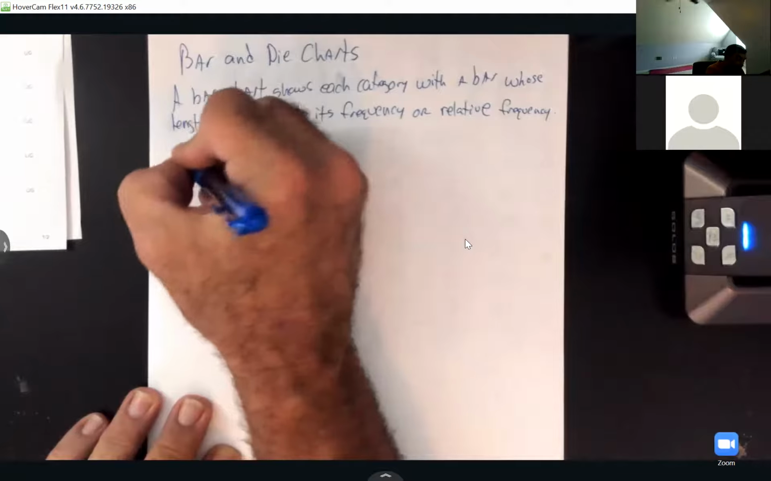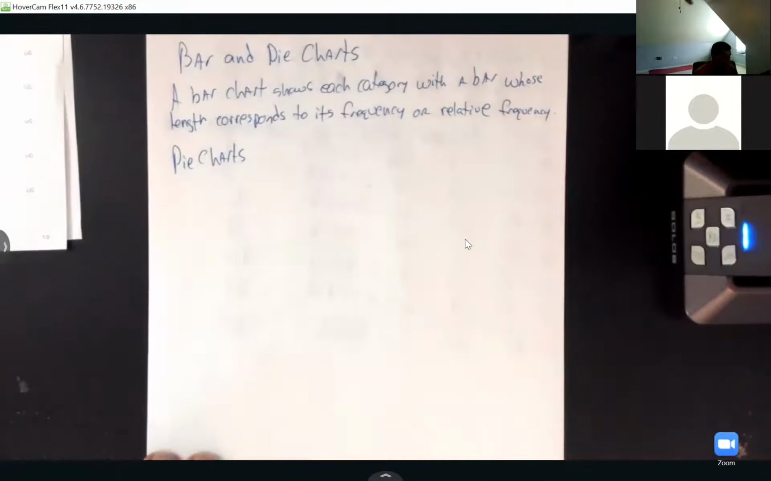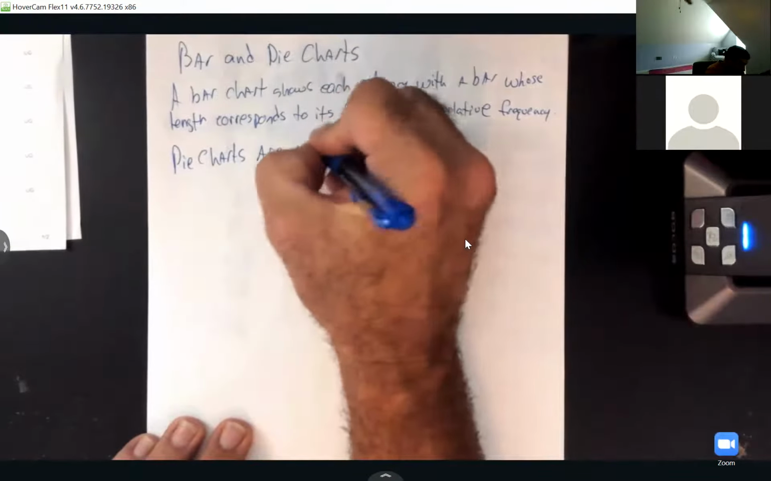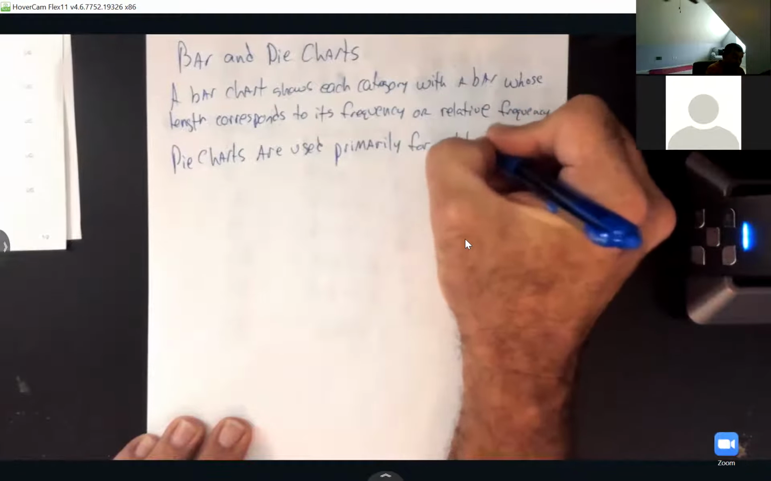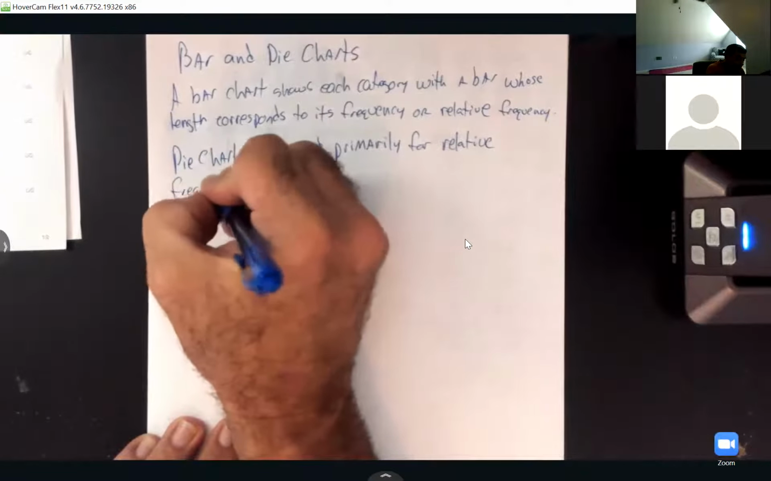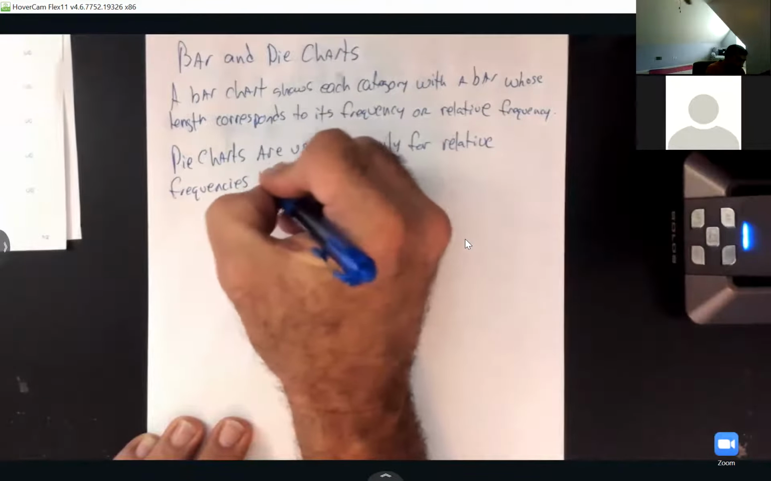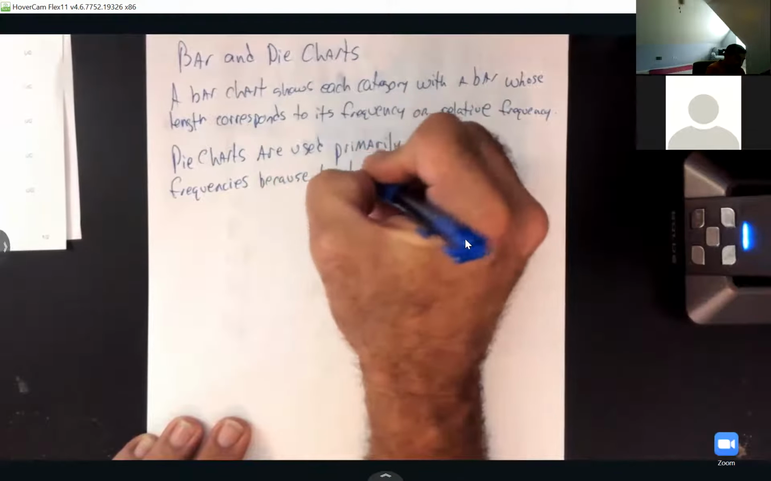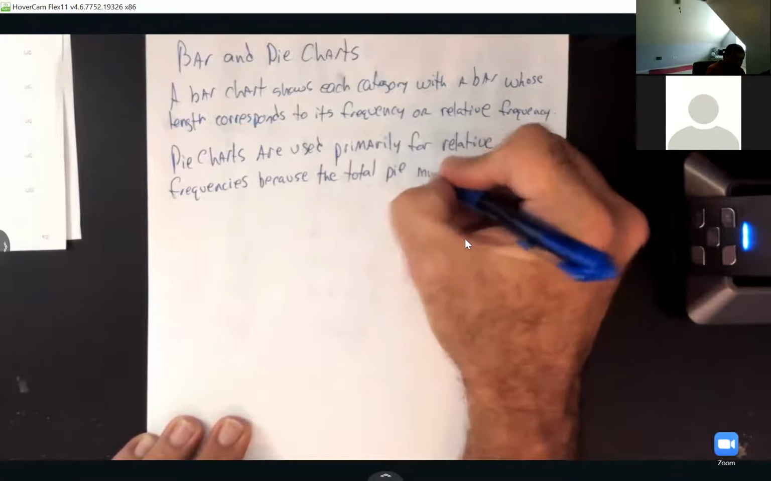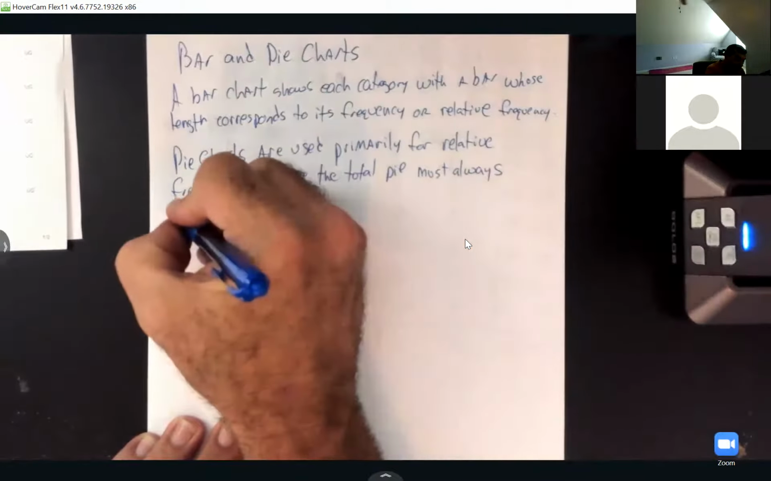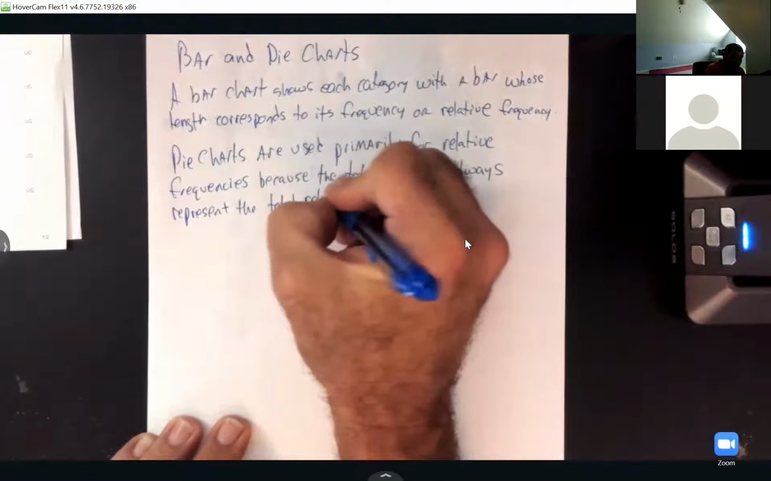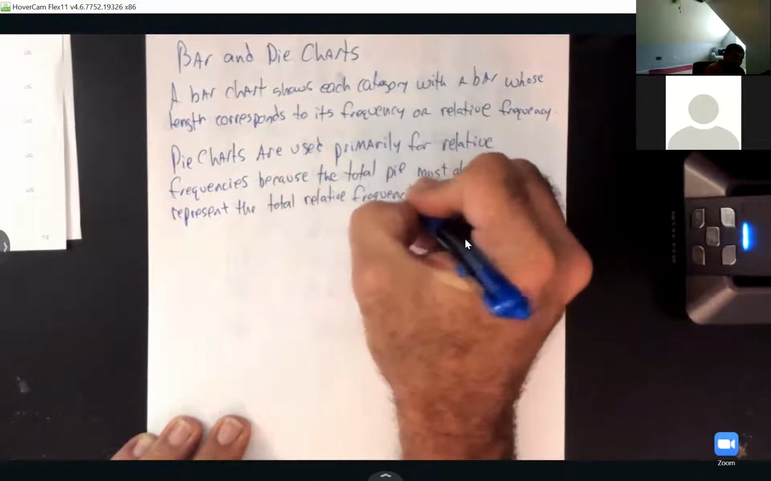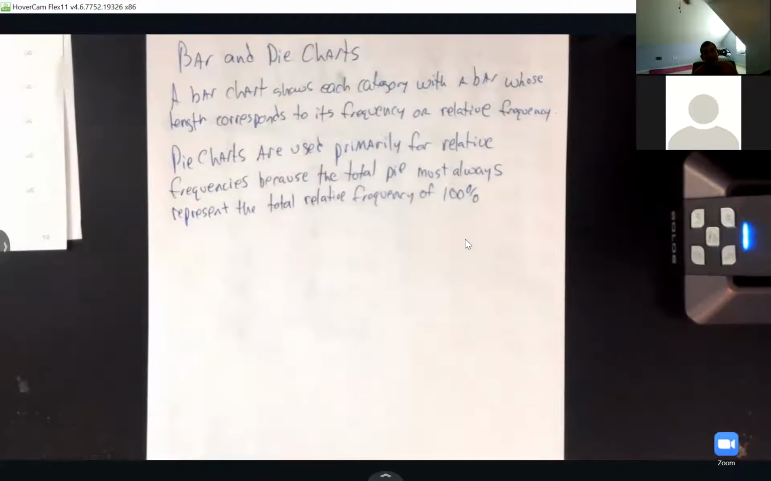And then the next one was your pie chart. And pie charts are used primarily for relative frequencies. Because the total pie must always represent the total relative frequency of 100%. So what they're saying, if you add all these pie pieces together, you got to get 100% on that total pie.